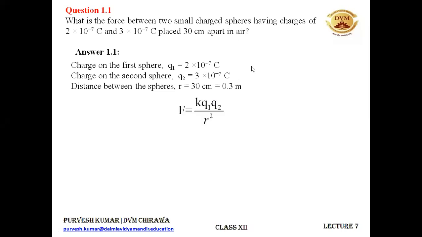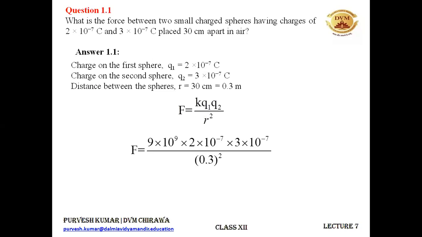We know that the force between two charges placed at a distance r apart is given by Coulomb's law, F = K Q1 Q2 / r². In place of K we write the value of the constant, and the value of K for air is 9 × 10^9. Q1 is 2 × 10^-7, Q2 is 3 × 10^-7, and in place of r we write 0.3, so r² is 0.3². The equation becomes like this.